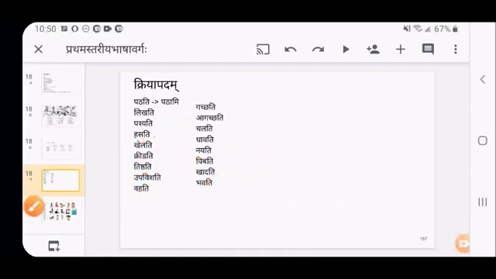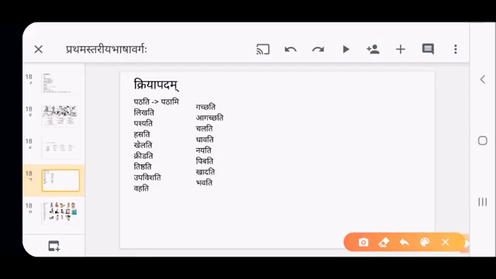Can I ask one thing? Yes, please. Is there any tinge of difference between "khelati" and "kridati"? Meaning the same thing? Not that I know of. "Khelati," "kridati," same.